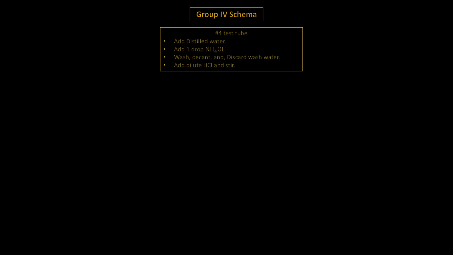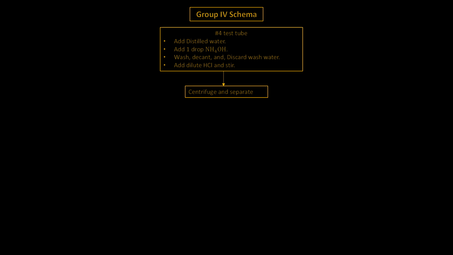To separate and confirm the group 4 elements, to the labeled number 4 test tube, add an equal amount of distilled water and 1 or 2 drops of ammonium hydroxide. Stir, decant, and discard the wash water. Add a few drops of diluted hydrochloric acid and stir. Centrifuge and decant into a clean test tube. Cap the residue and label as 4A.